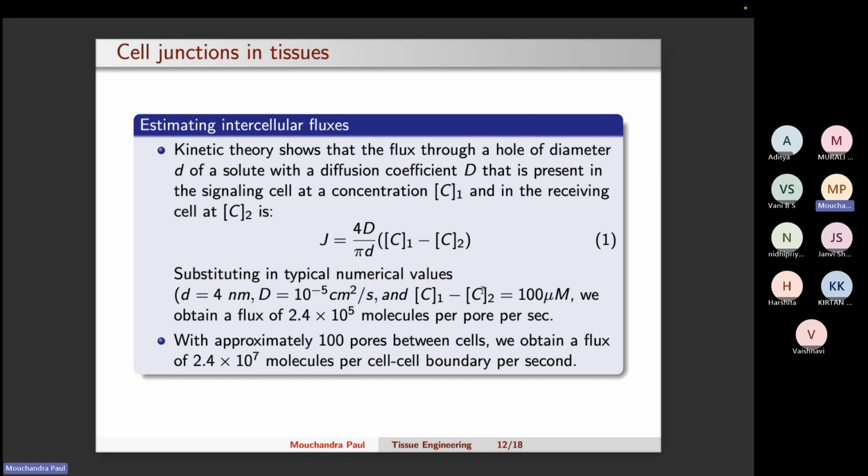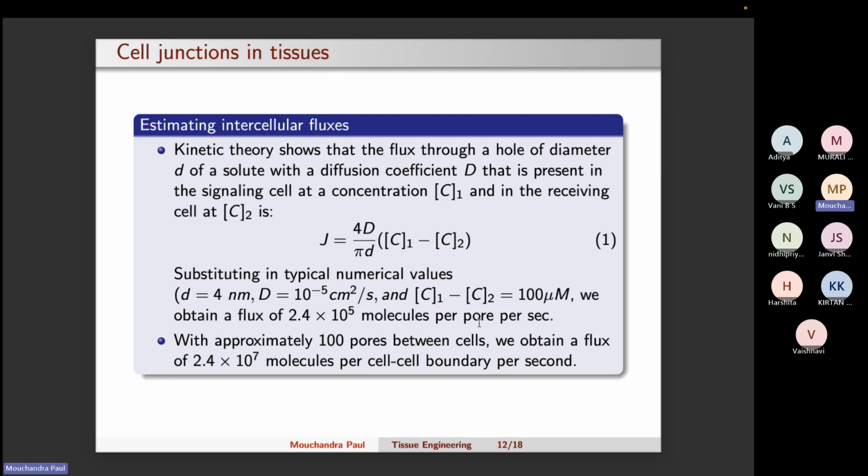And the concentration difference. If the molecules are passing from one region to another where passive diffusion is going on, there should be a concentration gradient. This gradient is shown by C1 minus C2. So there is a wall; on one side there is C1 concentration of the molecule, on the other side there is C2 concentration. The difference is 100 micromolar. If you feed these values into this equation, you will get a maximum flux of 2.4 × 10⁵ molecules per second per pore.